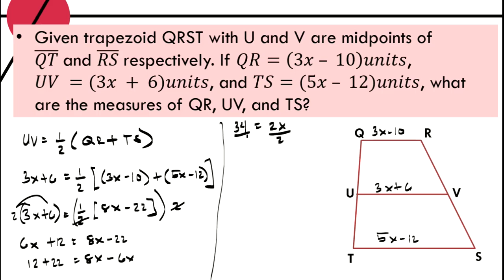Now divide both sides of the equation by 2. The value of our variable x is 17. Now solve for QR, UV, and TS by simply substituting the value of x. So for QR, we have 3 times 17 minus 10. The answer is 41 units.